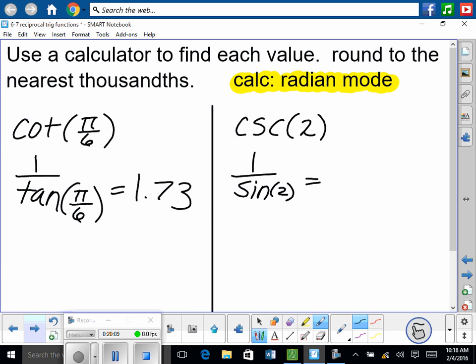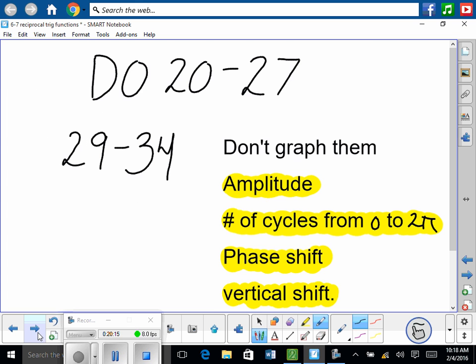If you couldn't do the algebra ones, you could get the whole assignment done except for the top ones and then come get help. Okay, this is what's due on the worksheet: 20 through 27. For 29 through 34, I don't want you to graph. Just list the amplitude, the number of cycles, the phase shift, and vertical shift. So super easy. This is all that's required. Anything else you can cross out. But besides the top, right? The top is required. I already assigned that. And now these.